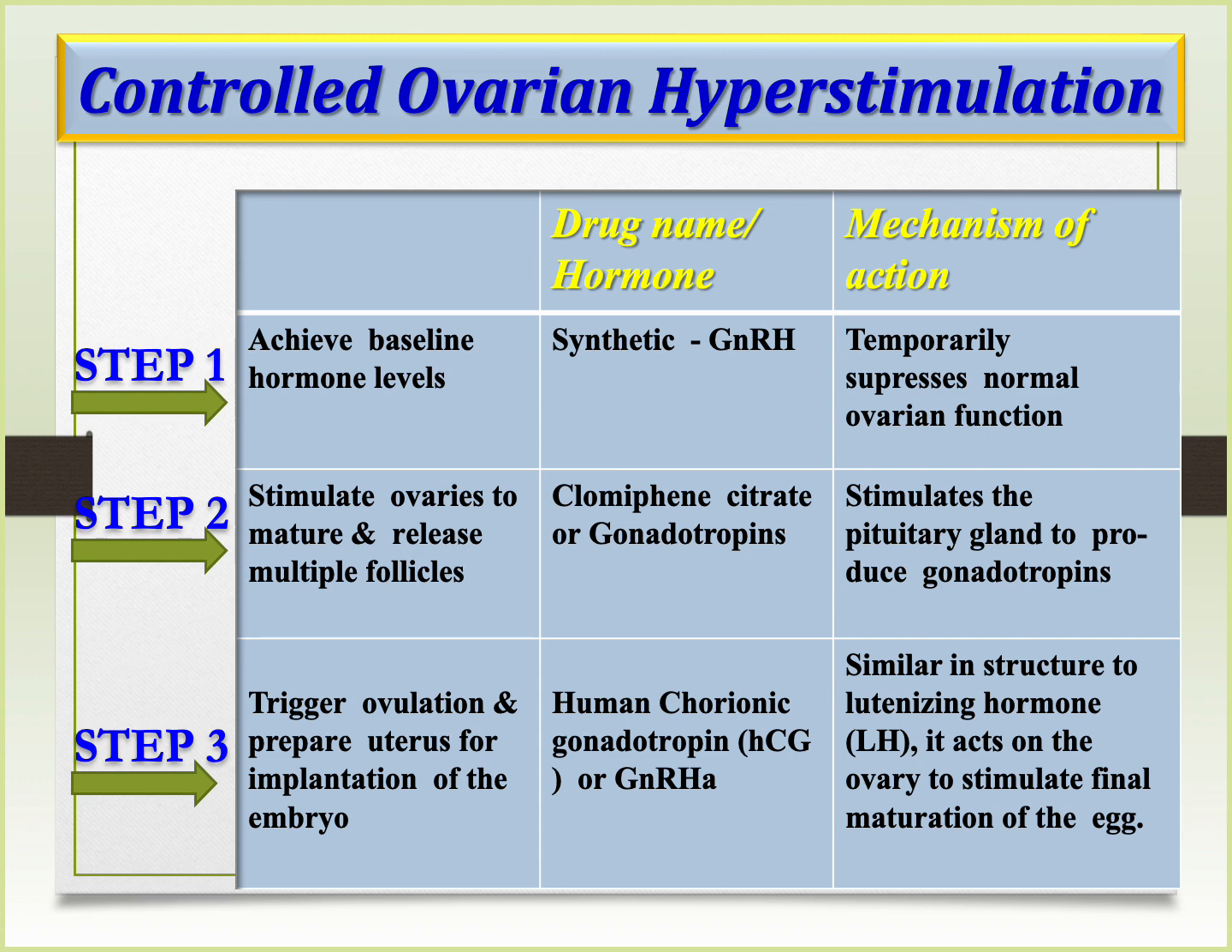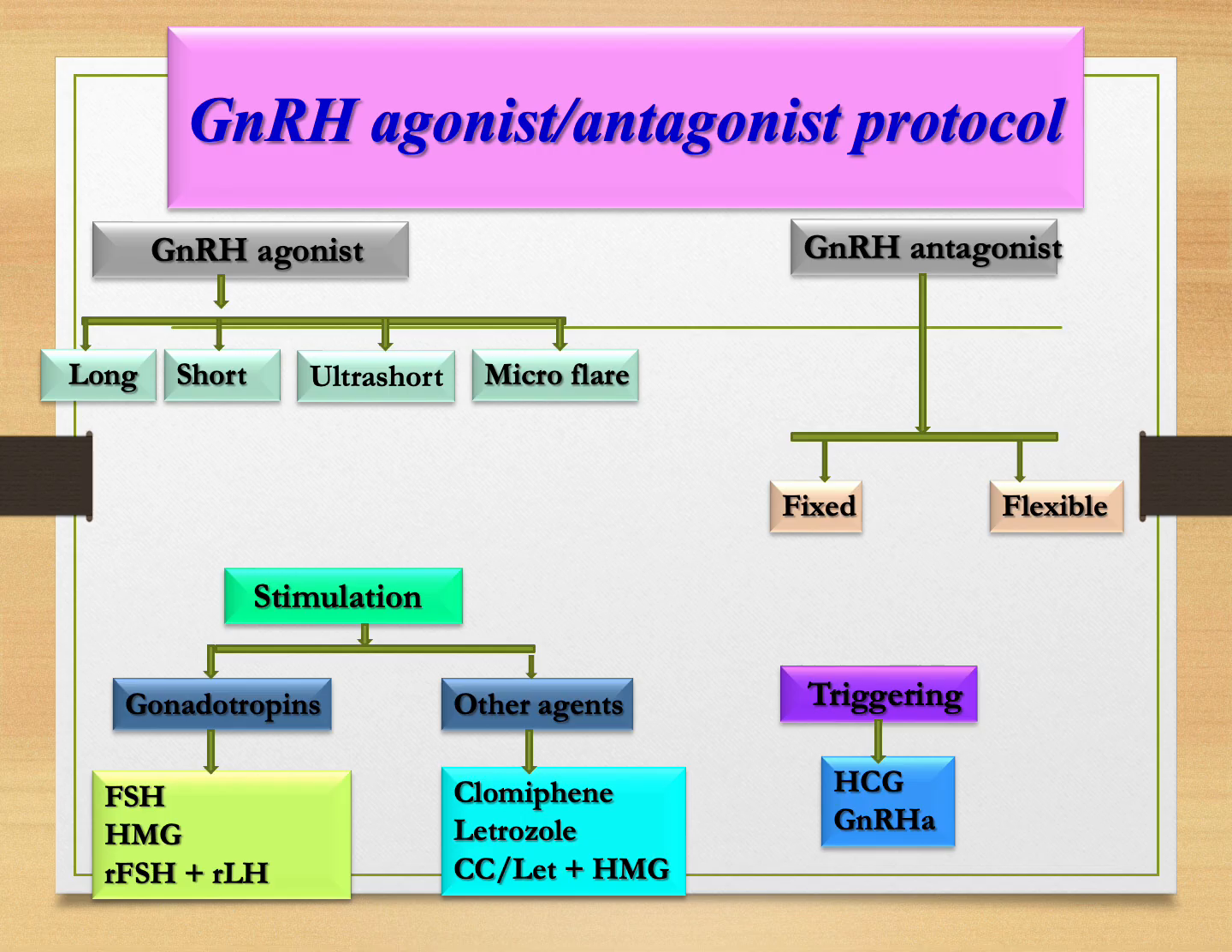The first and foremost is the GnRH agonist protocol, which we will be discussing. But before that, in a simple way, I will tell you what these protocols are. One is the GnRH agonist, which can be long, short, ultra short, microflare. Shortly we will be discussing these. And the GnRH antagonist can be a fixed or flexible protocol. For stimulation, gonadotropins are used, and we can also use oral ovulogens. Gonadotropins can be recombinant as well as urinary products, and it can be HMG, which can be highly purified urinary. And then there is a combination of recombinant FSH and recombinant LH, that is Pergoveris.